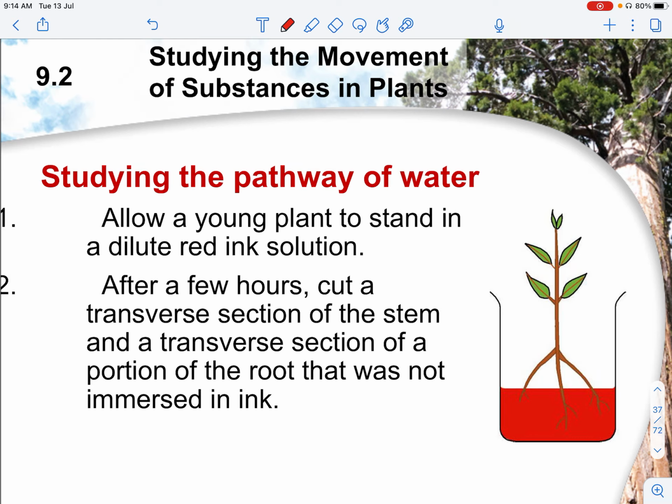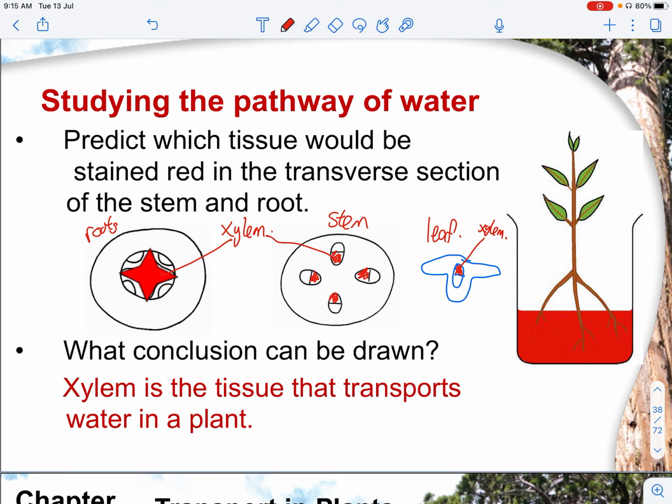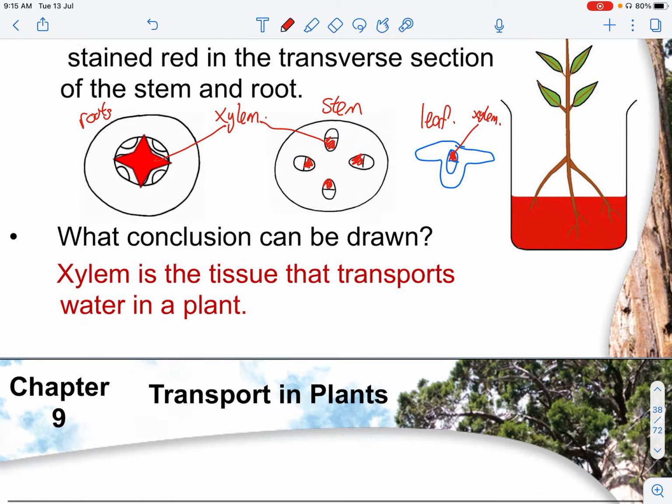You basically put a plant in colored dye, and after a few hours you cut a transverse section of the stem and the roots, and you will identify which areas are stained red. The areas highlighted in red in the root, stem, and leaf are where you will be able to see the solution stained red. Why? Because xylem is the tissue that transports water in a plant.